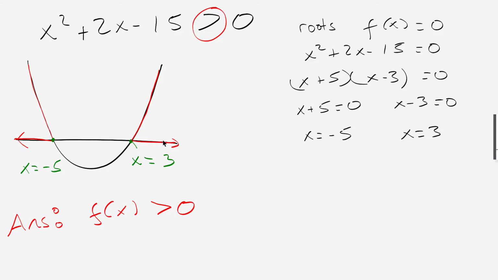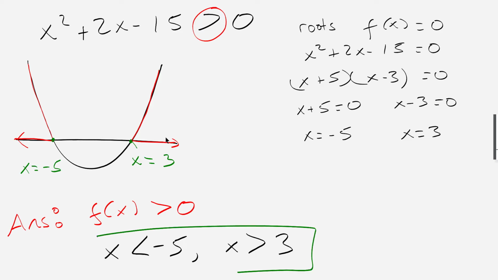But what are those x values? Well, these x values here, they're the x values that are less than minus 5. These x values here, they're the x values that are greater than 3. So the answer to the quadratic inequality, for what values of x is the quadratic function x squared plus 2x minus 15 greater than 0? Well, for all x values less than minus 5 and for all x values greater than 3, the function itself will be greater than 0.